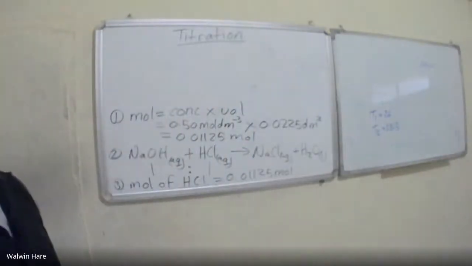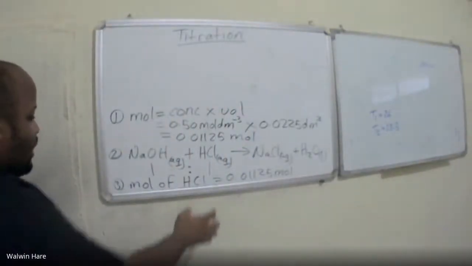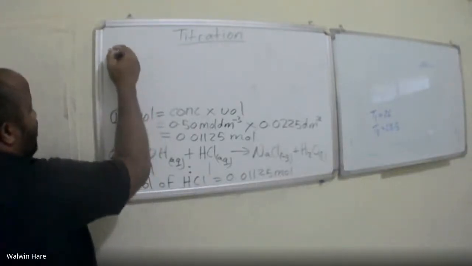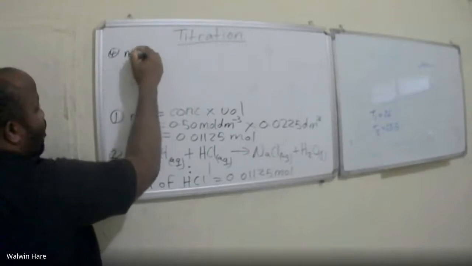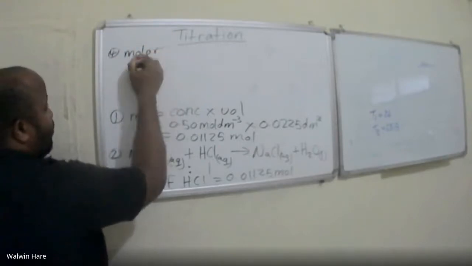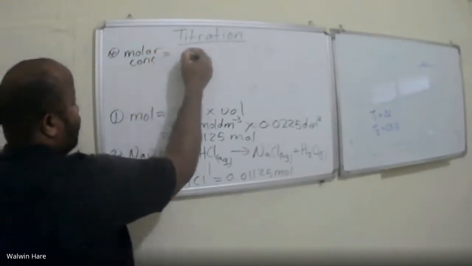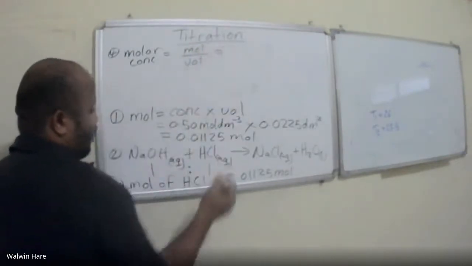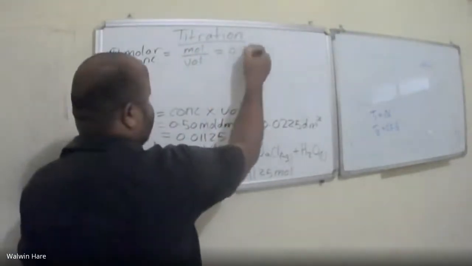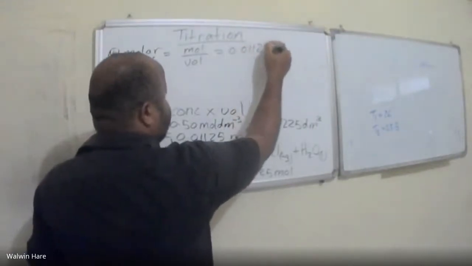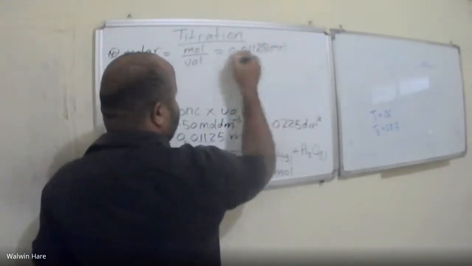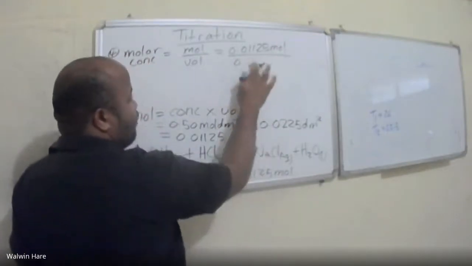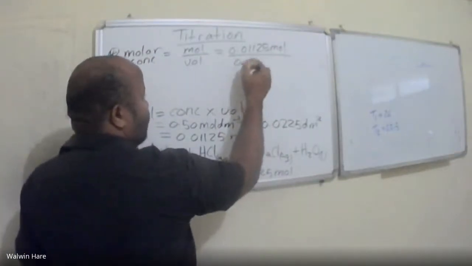Right, so once we have the moles of HCl, then it's straightforward. We can go ahead and calculate the molar concentration. Remember, the volume must be in dm³.